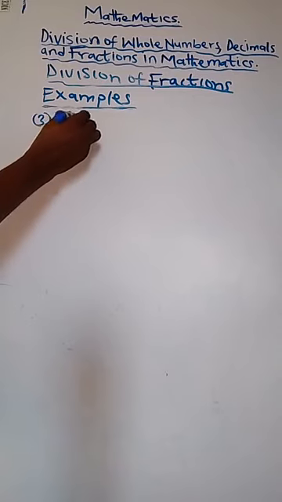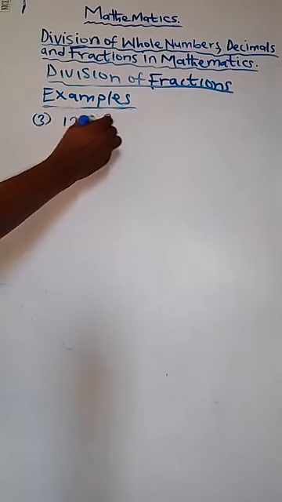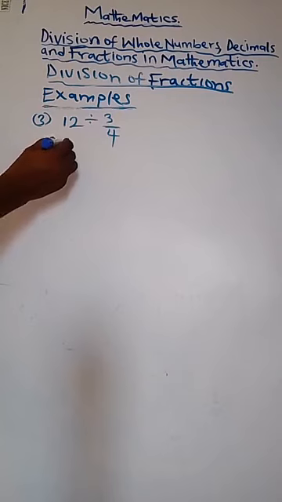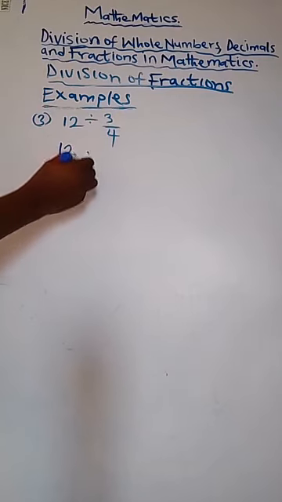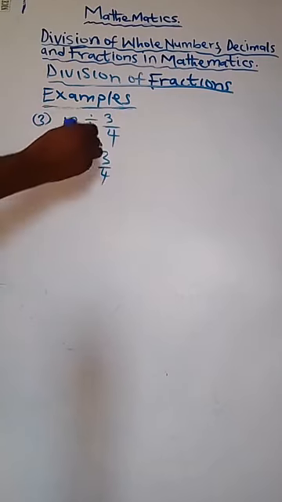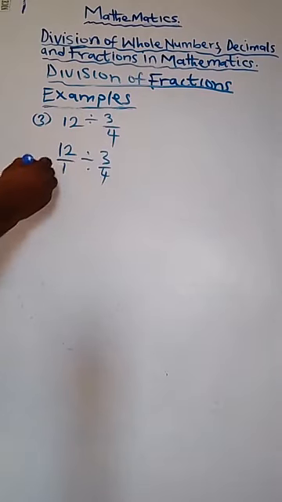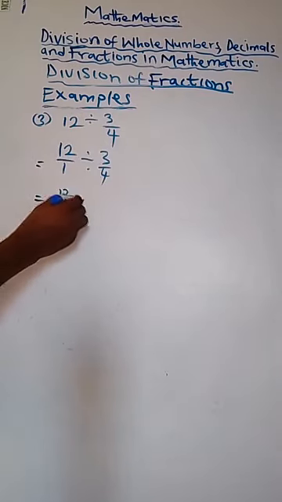12 divided by 3 over 4. This one is different from the one we have done because this is a whole number and this is a fraction. The first thing we do is to convert this whole number to a fraction. So this is 12 over 1 divided by 3 over 4. Then the number after the division sign will undergo the reciprocal process or inversion process. That is, the denominator will go to the numerator, the numerator will come to the denominator. So we have 12 over 1 times 4 over 3.